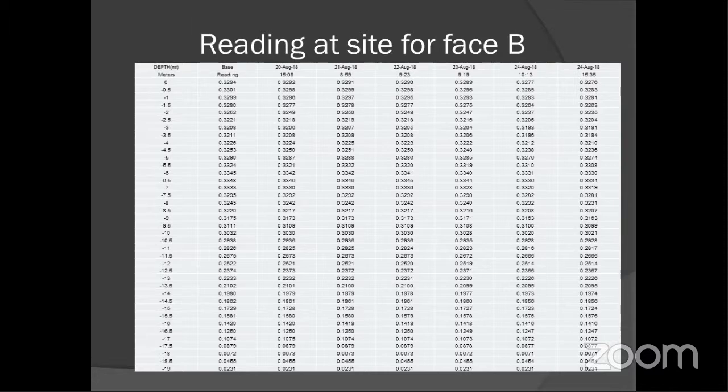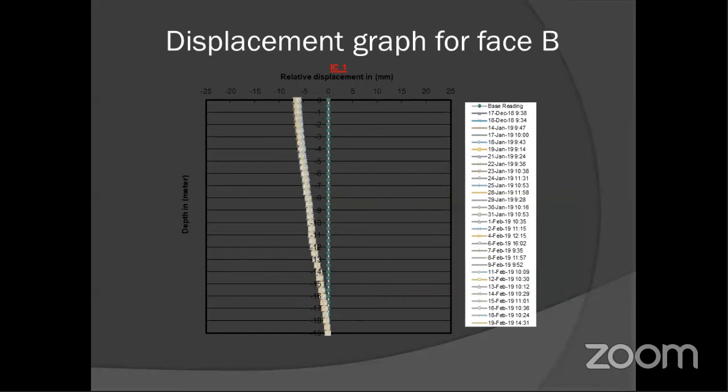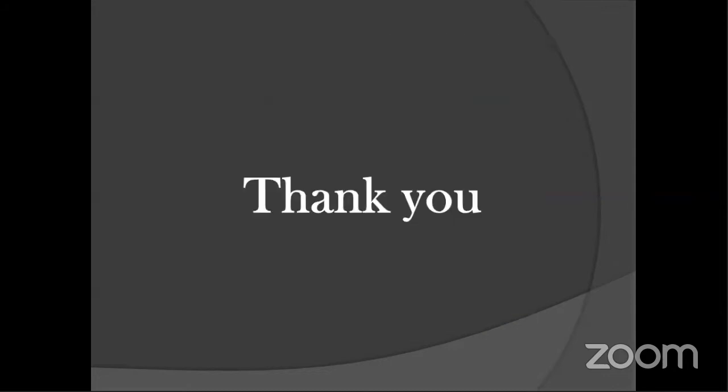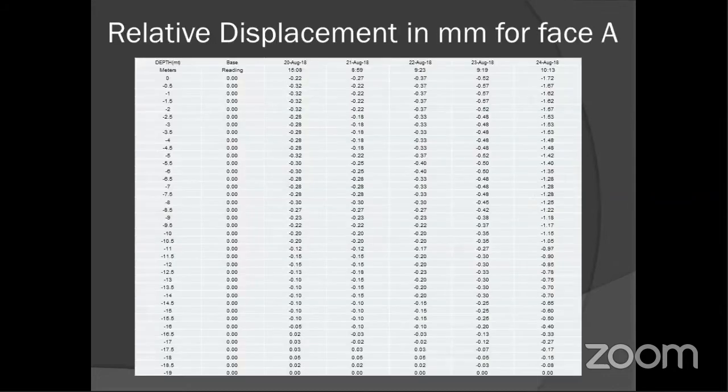Similarly, we are going to check with face B. The face B will be showing opposite direction movement, which is not at all that much possible. One thing which has been observed is that in the rainy season and all, the deflections will be shown more, because the soil pressure will be more from one side. So it is going to show more deflections.